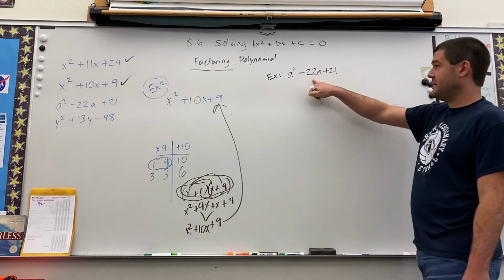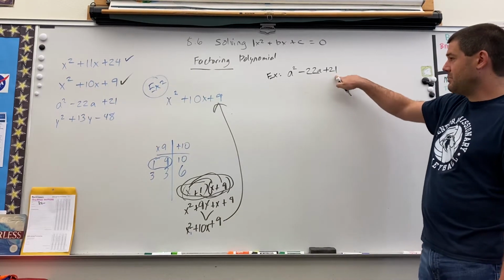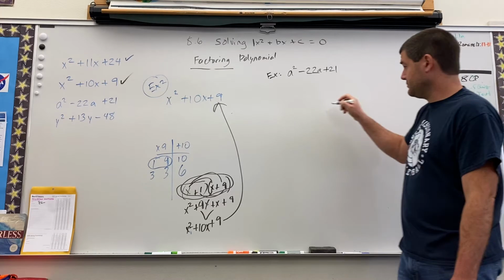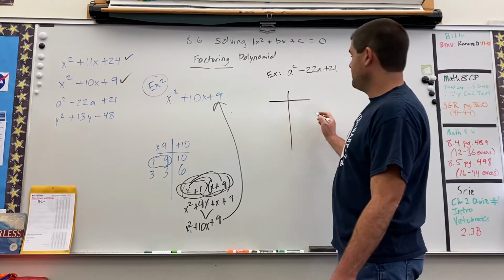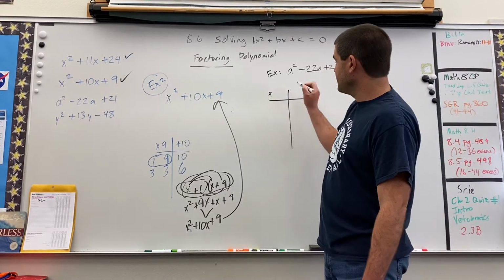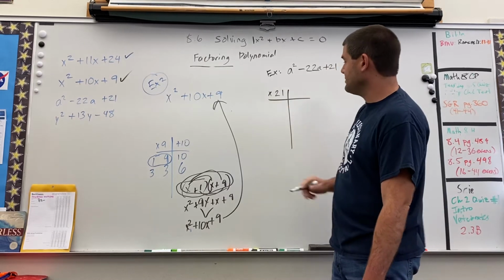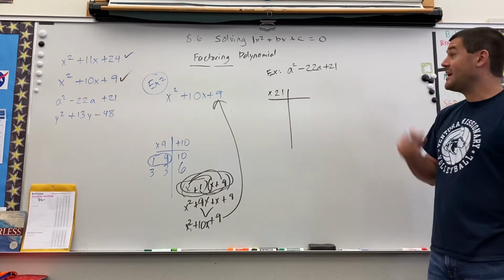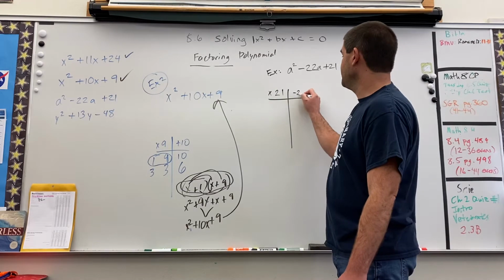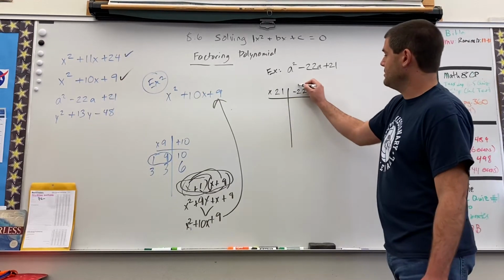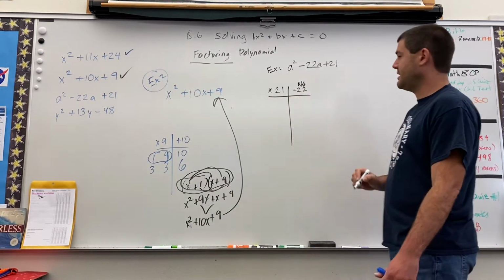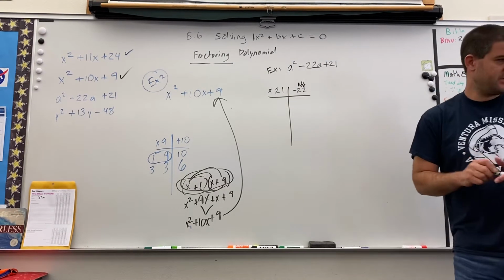Okay, so we have negative 22a, but a positive out here. Well, remember, it's what multiplies to get the last one, so that's 21. Multiply to get to 21, but add to get to the middle one. Well, if you're adding numbers, so add to get to negative 22. Okay, 1 second.